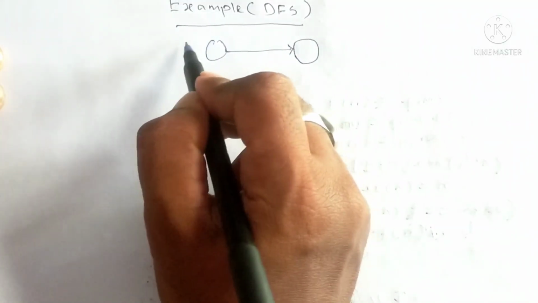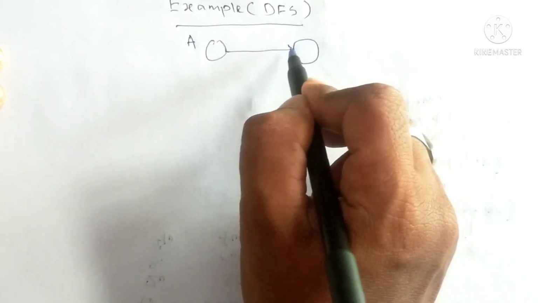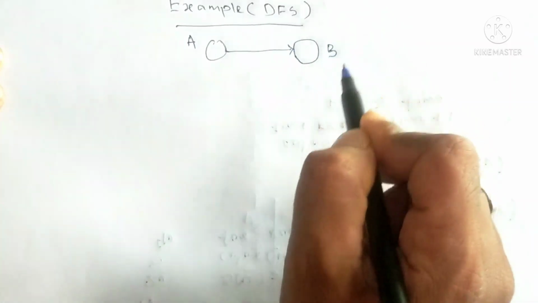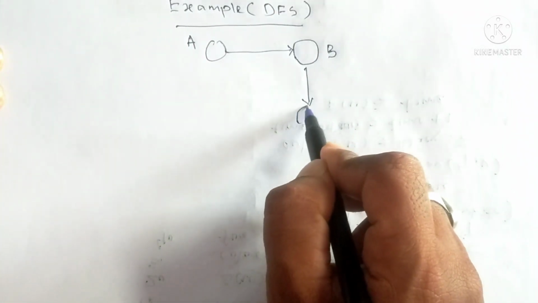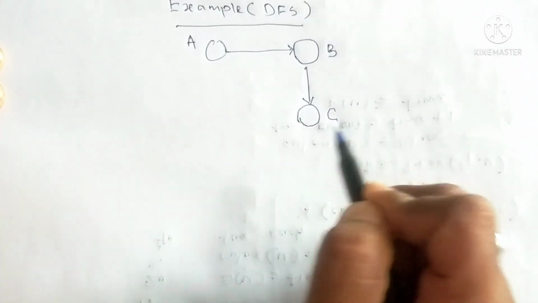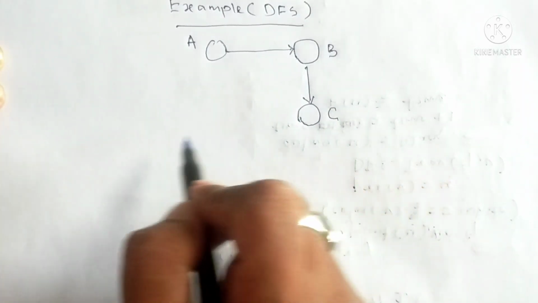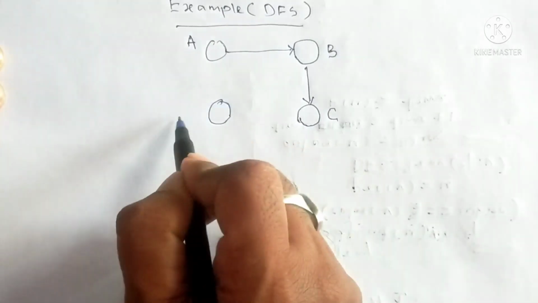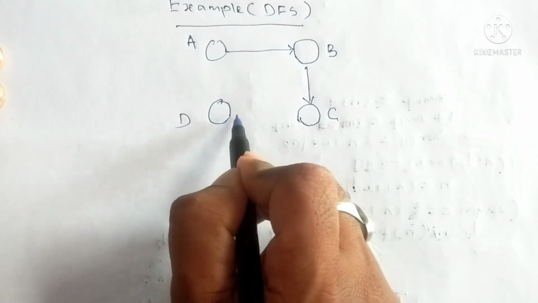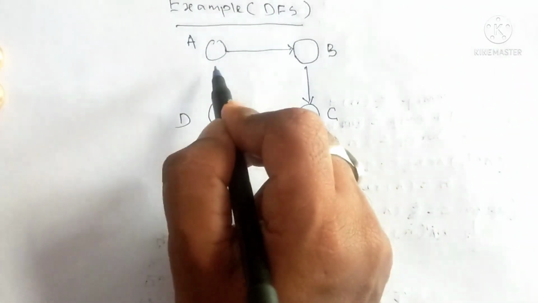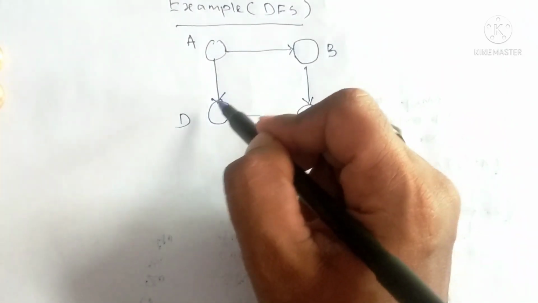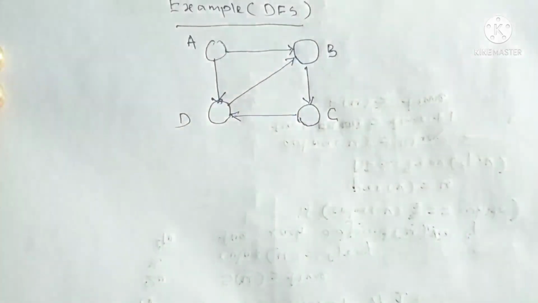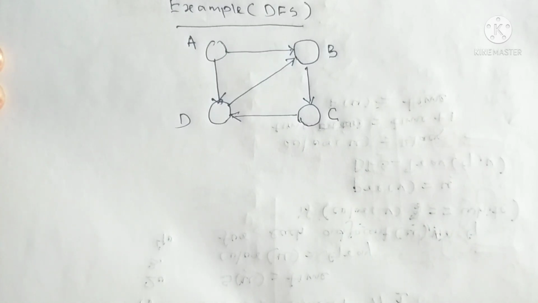There is a vertex, let's say A, which is connected to vertex B. Vertex B is connected to vertex C, in this directed graph, and vertex C is connected to vertex D. Vertex A is also connected to vertex D, and vertex D is also connected to vertex B. Just think this is the graph given to you, and it is asked to go for the DFS traversal.